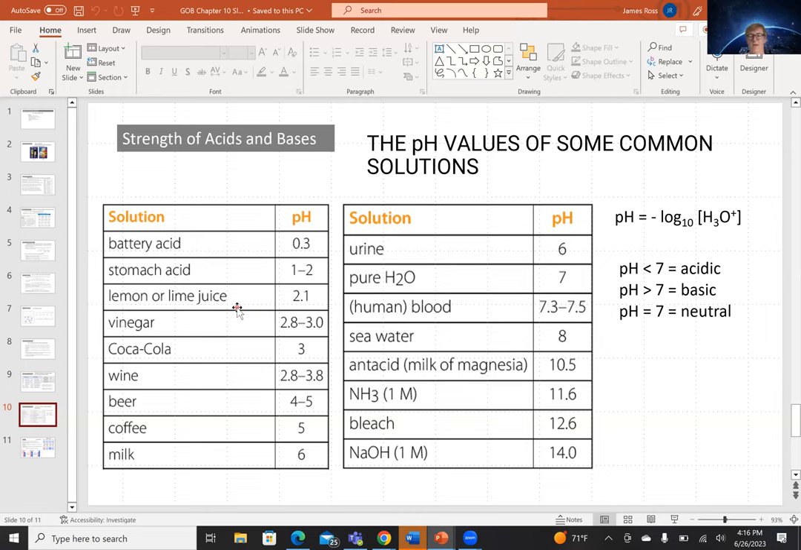Here we can see the pH values of some common materials. Pure water is neutral. Blood is slightly basic, but pretty much neutral. Bleach is very basic. We mentioned at the start of this video that most cleaning materials are basic. They cut grease and they have to be basic to do that. But things that you consume, like beverages, we don't have any food here, but definitely things that you would consider food items would be acidic. And that generally seems to be the divide.